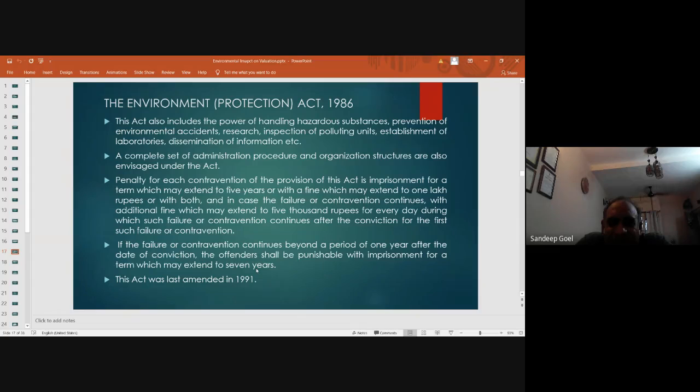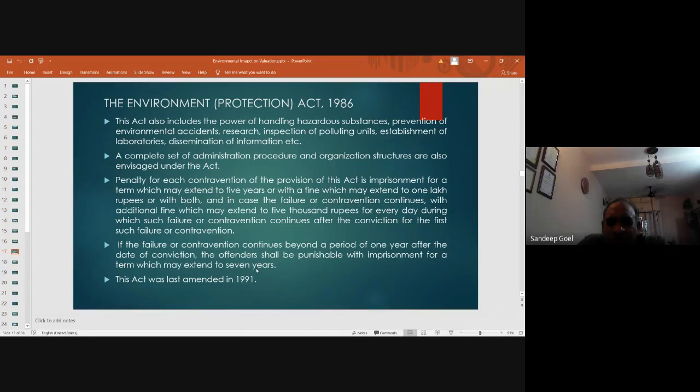Penalty for each contravention of the provision of this Act, imprisonment for a term which may extend to 5 years. One can ask the question: what punishment can be given under EPA 1986? And he will give you 5 years, 6 years, 10 years. With a fine which may extend to 1 lakh rupees or with both. And in case the failure or contravention continues, with additional fine which may extend to 5,000 rupees per day, during which such failure or contravention continues after the conviction for the first such failure or contravention.